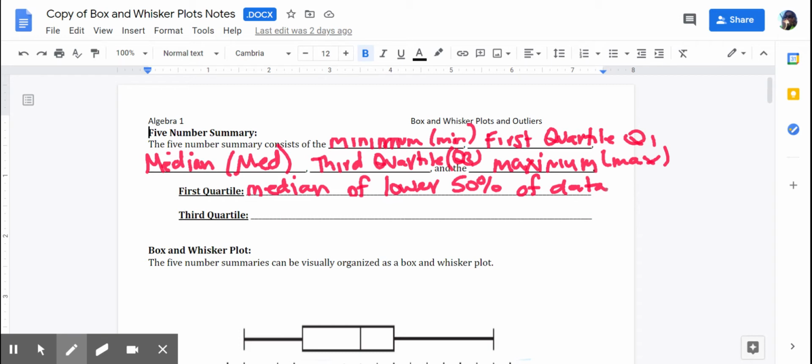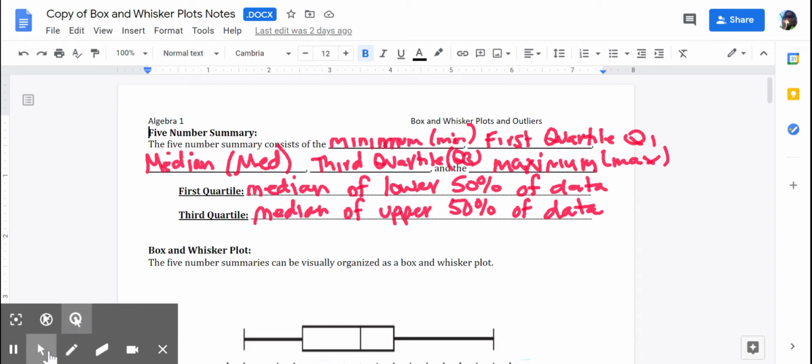For my third quartile, this is going to be the median of the upper 50% of data. So again, I go back to my people lined up from shortest to tallest. And if I find my third quartile, that is going to be the middle of the taller people.